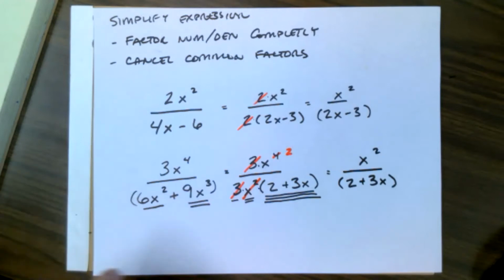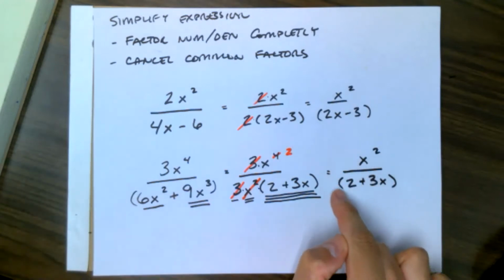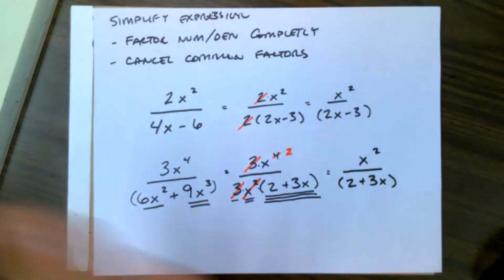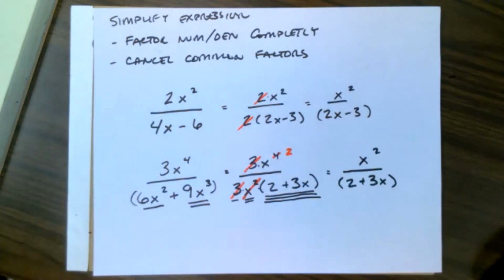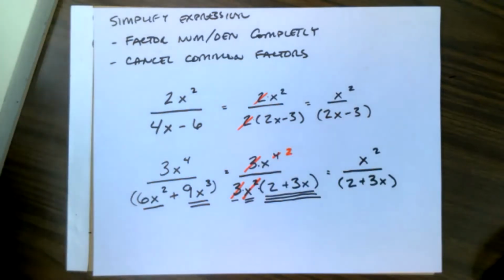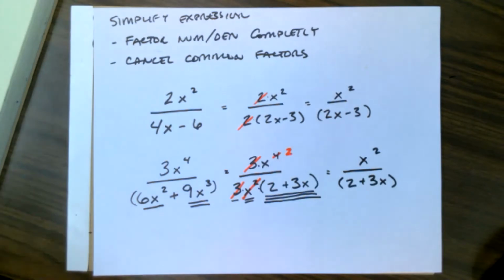Now look. If you look at all 3 terms, x squared, 2, and 3x, there's not a common factor. Okay? We don't have a common factor. We can't cancel anything else out. It's a good way to think of it. Okay? How we know we're done factoring.